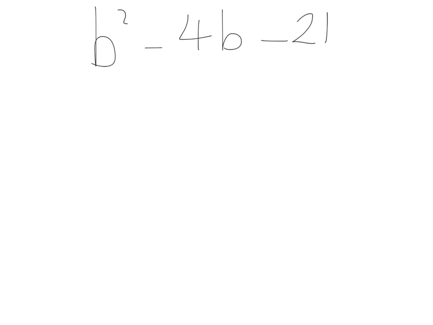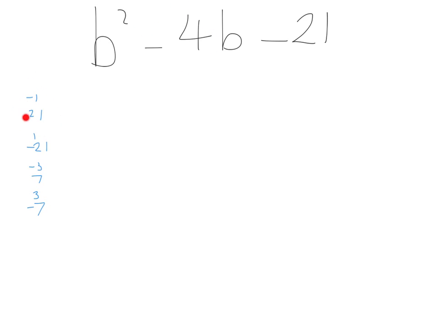In this final example, we've been asked to factorise b squared, take away 4b, take away 21. So notice this last term is negative, so our signs are going to be both positive and negative. So let's write them down. We've got minus 1 and 21. We've got 1 and minus 21. We've got minus 3 and 7. We've got 3 and minus 7. Let's now find the factor pair that when we add them together, we get minus 4.